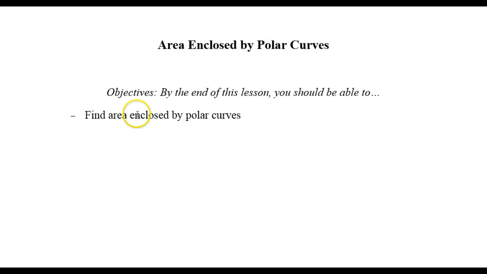Area enclosed by polar curves. Objectives. By the end of this lesson, you should be able to find the area enclosed by polar curves.